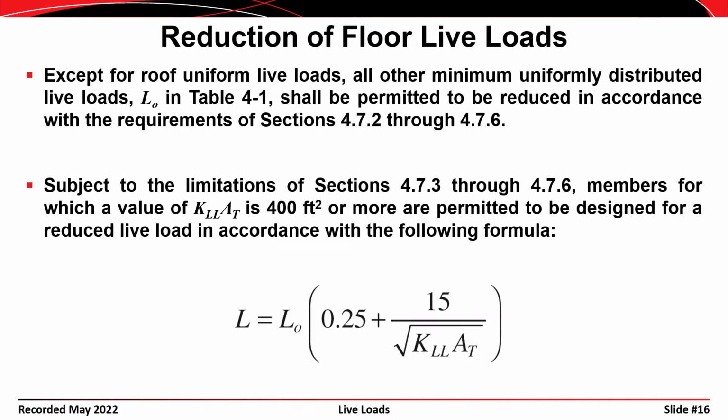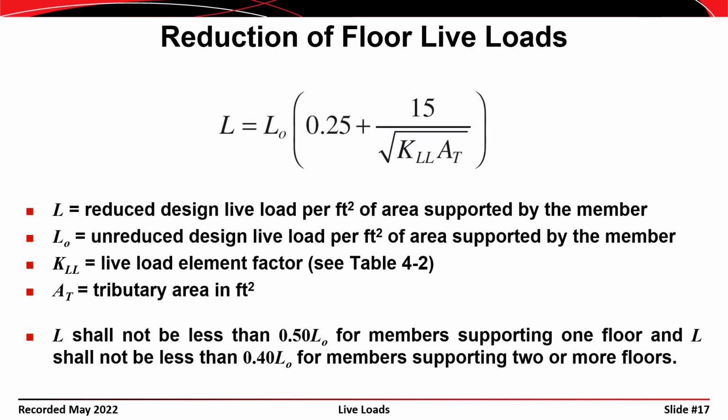Okay, the reduction looks like this, where you have L0, the unreduced live load, and then you have L, the reduced live load. And this equation is based on the tributary area A sub T and a factor K sub LL. K sub LL is the live load element factor. And when you multiply that by A sub T, you basically get the influence area for a particular member. Remember that discussion from a couple of lectures ago. So the product of K sub LL and A sub T is basically the influence area for a member, and you're allowed to calculate that directly instead of using K sub LL.